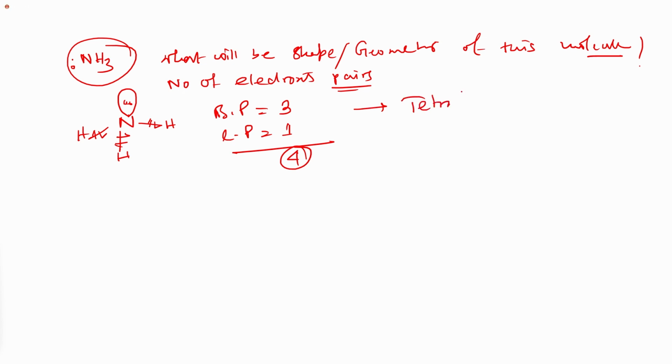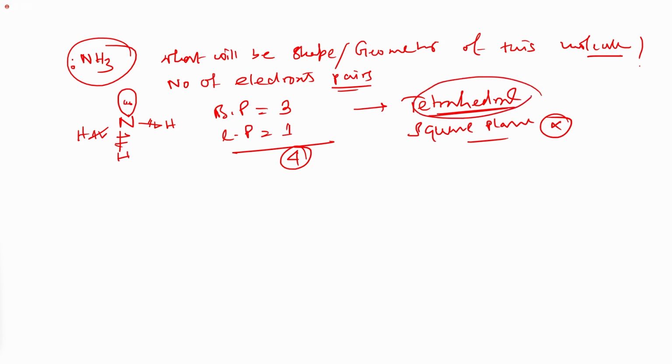So when it is 4, it is giving 2 structures. One is the tetrahedral structure, and another is the square planar. But here the square planar is not possible because of this lone pair, so it will have the tetrahedral structure. So when it is a tetrahedral structure, then the angle will be 120 degrees. In this way, you have to count the total number of bonded electron pairs, then you have to go to the shape and the geometry.